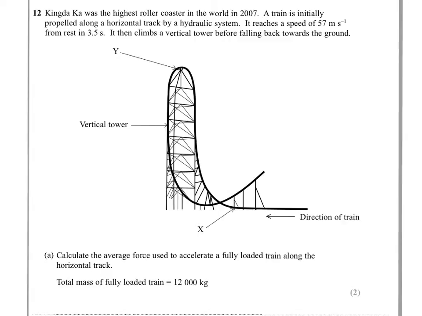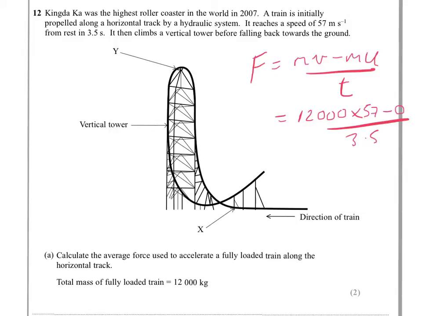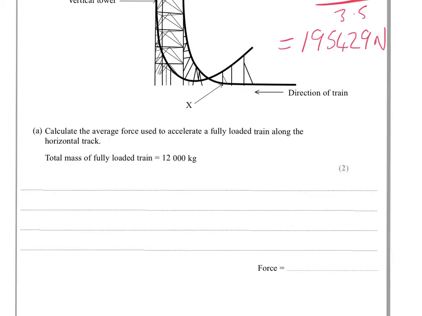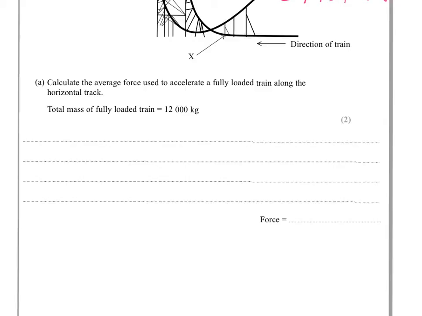Well, this is the modified, or Newton's, version of the second law, where F is m(v minus u) over t. And since u is nothing, it's just going to be mv over t. So that's going to be 12,000 times 57 minus 0, because u is going to be nothing, over 3.5 seconds. And that gives us 195,429 newtons. Okay, sorry, I should have really put the answer down here. Sorry about that.